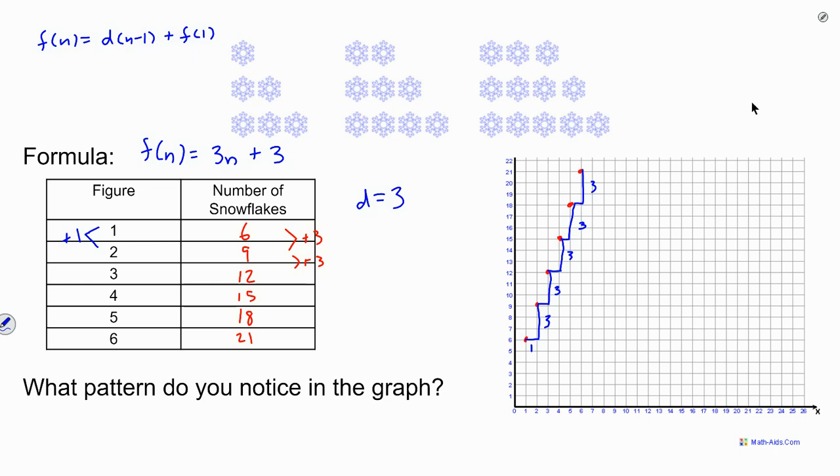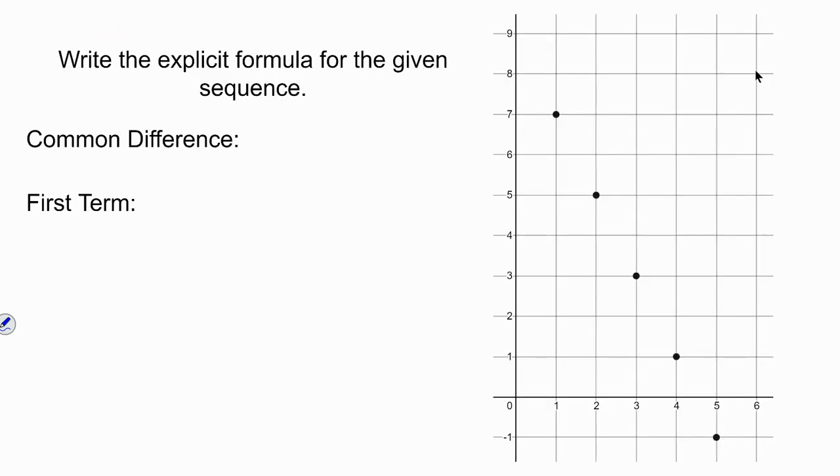So let's use this pattern to go backwards. Here I've got a graph, and I'm going to write the explicit formula. My goal in the very end is to have f of n equals something. Now remember, the two big things we need are the common difference and the first term. So the first term is f of 1, when our input value is 1. If I look on my graph, here's where my input value is 1. So my first term is 7.